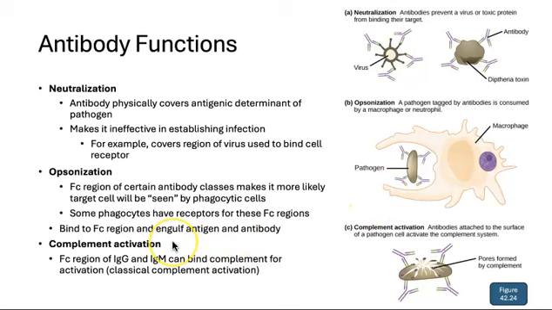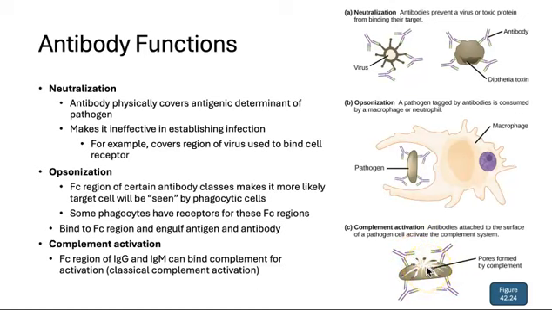And then we have our complement activation. Now this is when the Fc region of our IgG and IgM can bind to the complement for activation. And it goes through this process of classical complement activation. I didn't go into deep detail with this, but essentially what happens is they create something called a MAC complex, membrane attack complex. And those complement proteins kind of create pores within the pathogen, and water will move in and cause the cell to lyse.